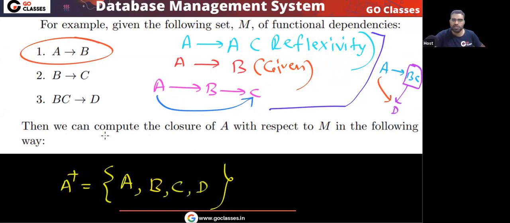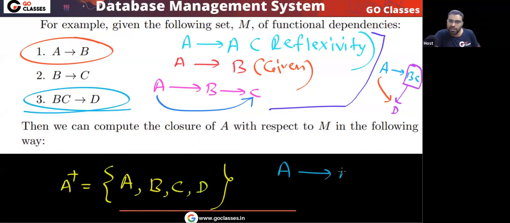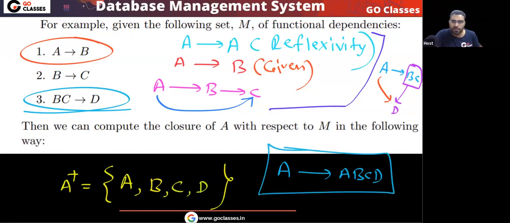That's it. Did you understand this? A can bring BC. Okay, A has the power to bring BC, and this BC can bring D. So what will A do? First A will bring BC, then this BC can bring D. Just think logically. A is so powerful that it can bring BC, and then tell BC, now bring D. Is this clear? So A can bring everything. A can determine A, B, C, D. A can determine everything. Did you understand the concept?